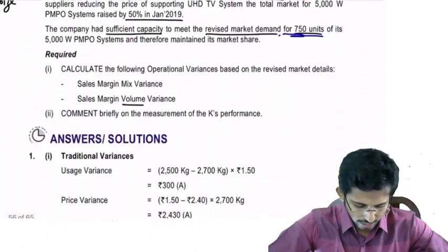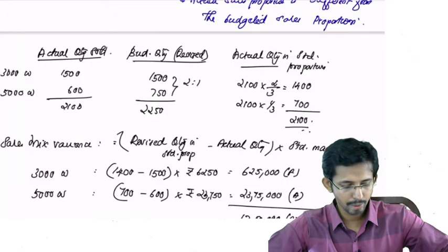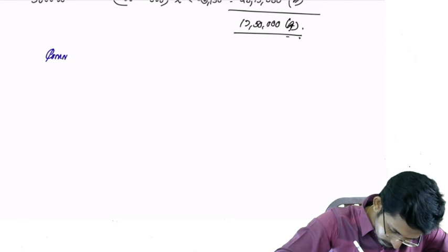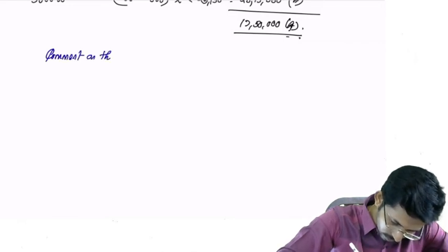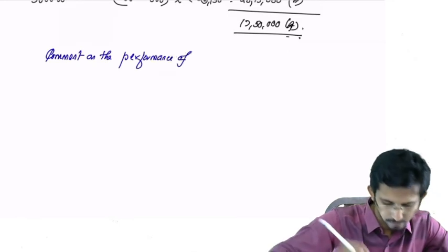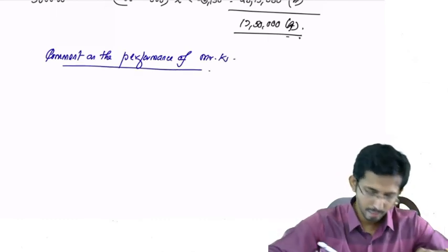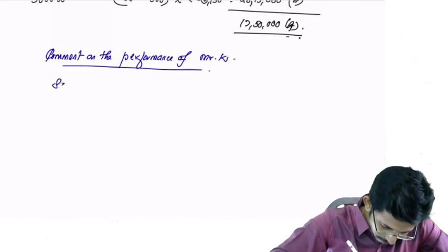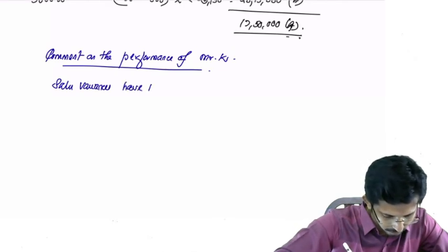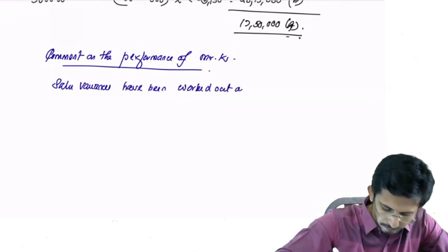Now what is the second part? They say comment briefly on the measurement of the performance of Mr. K. Okay, now what do you have to say? So here you can work out the variances. Sales variances have been worked out as under.